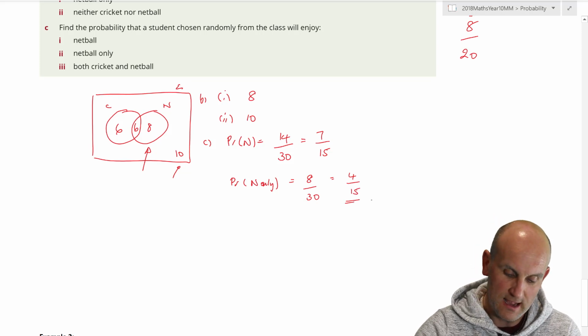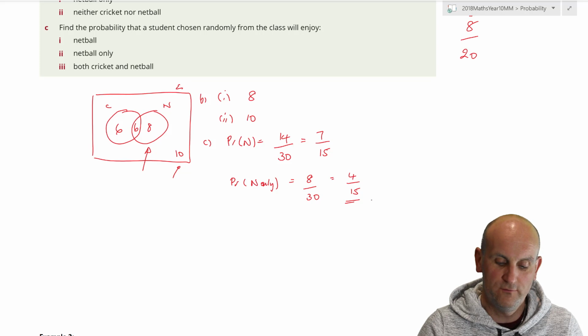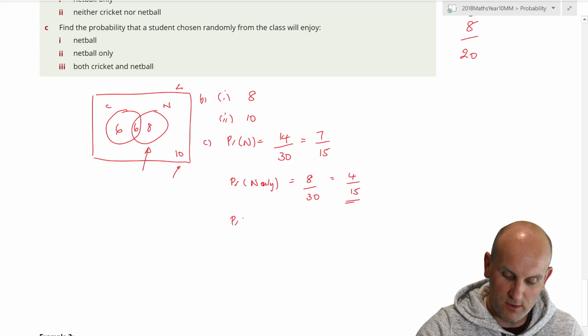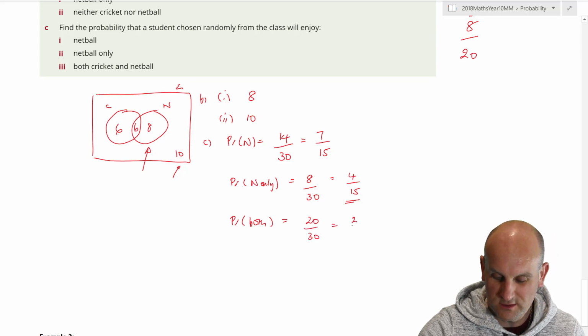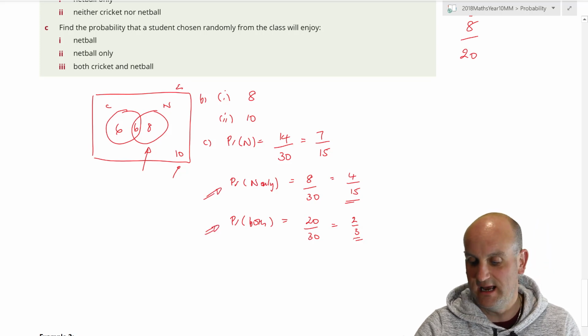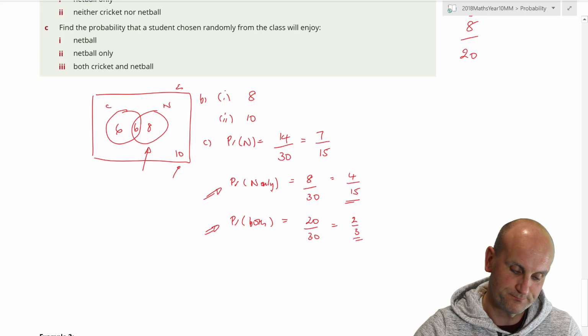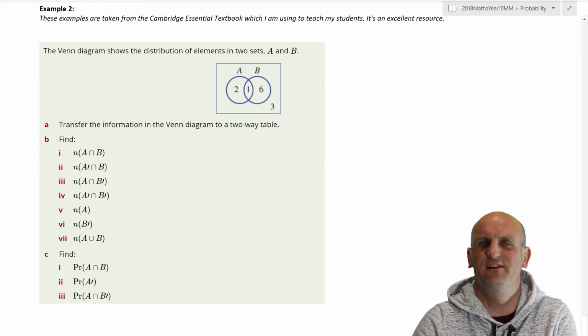Thank you very much, Mr. Venn Diagram. And part 3, both cricket and netball. Well, if you count the people who like both cricket and netball, we've already decided that that situation, probability of both, would give me 20 over 30, which is 2 on 3. Now notice how I'm writing everything with PR, PR, PR. Why? Because it's actually seriously important. All right, that was relatively easy. Sounded hard, this Venn diagram stuff.